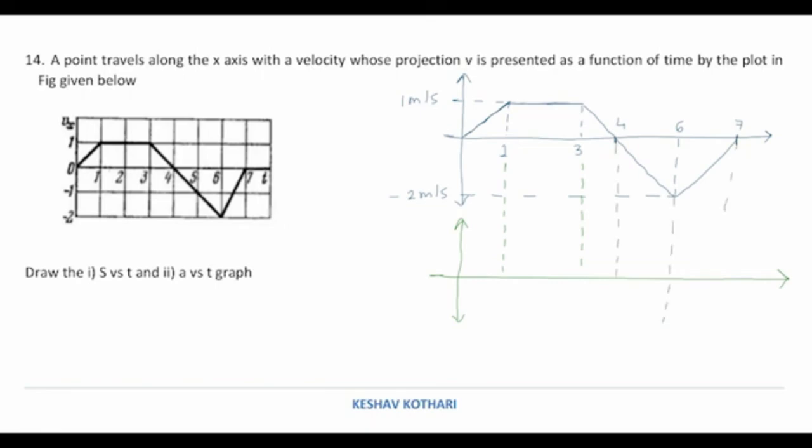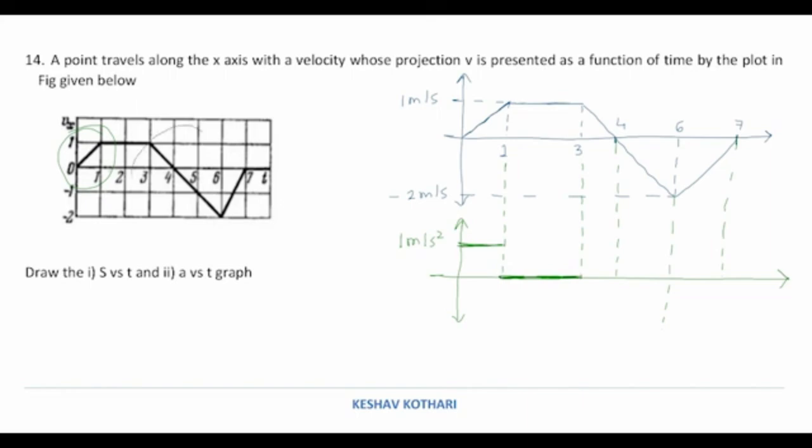To get a better understanding, if we calculate the slope of the graph, we are getting 1 by 1. So in this portion, the slope of the graph is 1 by 1, or we can say that the acceleration is constant at 1 meter per second square. And now the velocity is constant, so the acceleration becomes 0 from 1 second to 3 seconds.